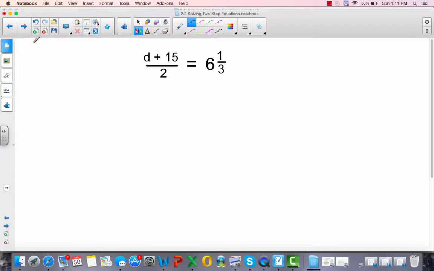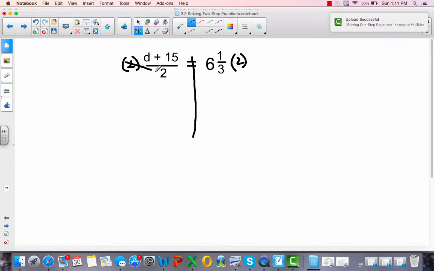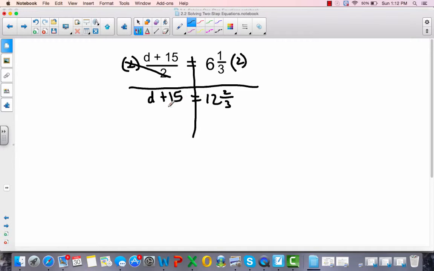All right, one more. d plus 15 over 2 equals 6 1/3. What's the first thing that we're going to do? Yes, we're going to take care of the division first. We multiply by 2 on both sides. So this cancels out, and we're left with d plus 15 equals 2 times 6 is 12. 2 times 1 is 2. 12 2/3. So now we have to subtract 15 from both sides. Minus 15. Minus 15. Because the opposite of adding 15 is subtracting 15.